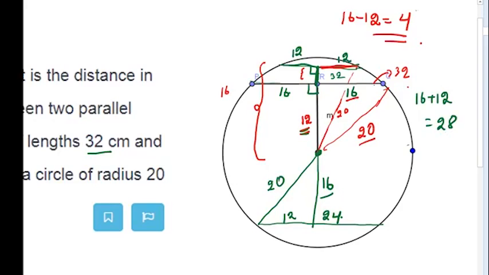So there are two possible answers. It can be 4 and it can be 28 depending on which side the chords are. And I think the options of this question give both of them. It says 4 and 28 are possible options. So that is true. You need to bear in mind whether the chords are on the same side or on the opposite side. Is it clear?